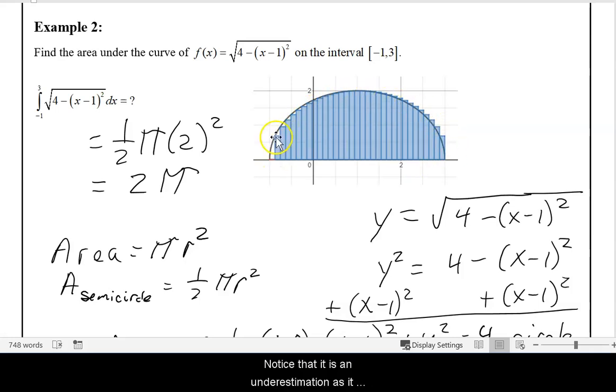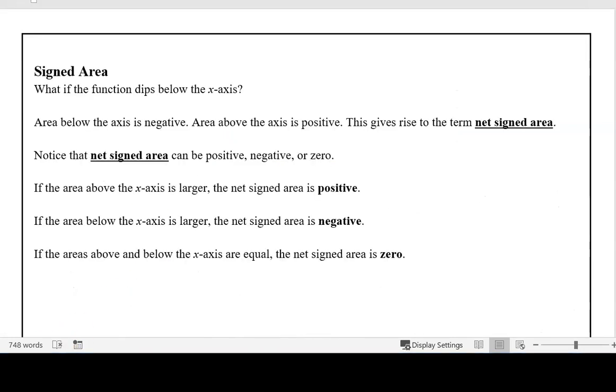Notice that it is an underestimation as it increases and an overestimation as it decreases. It is the left Riemann sum, since it is the left point of each box that serves as the height of the box. Now we want to talk about signed area.